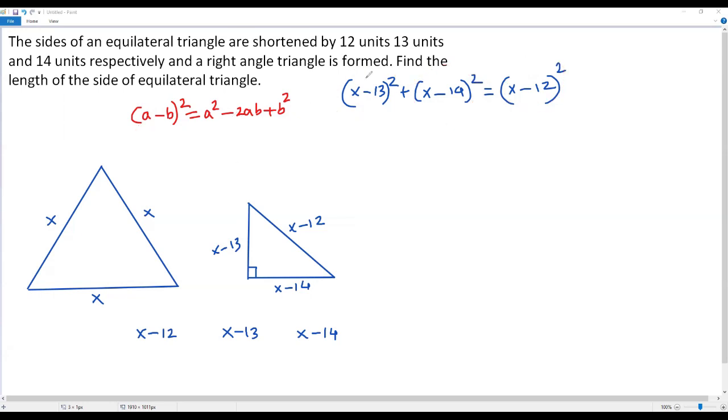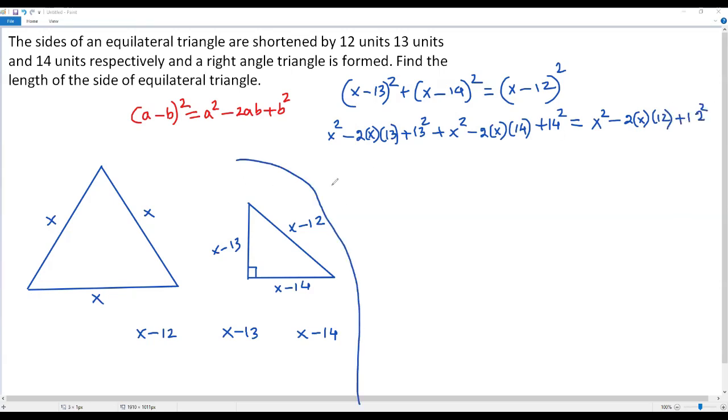So when I compare this one with this, I am getting x in the place of a and 13 in the place of b. So to get the expansion of this one, at the place of a, I have to write x, and at the place of b, I have to write 13. The same thing I have to do with this one and this one as well. Okay, let me do it. We get x square minus 2 times x times 13 plus 13 square. Let me expand this one. That is x square minus 2ab. For a we have x, for b we have 14, and plus b square, that is 14 square. The same thing we have to do on the right side as well. That is x square minus 2 times x times 12 plus 12 square.